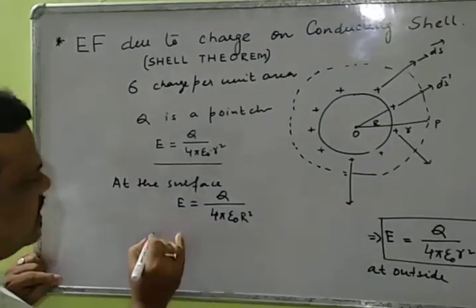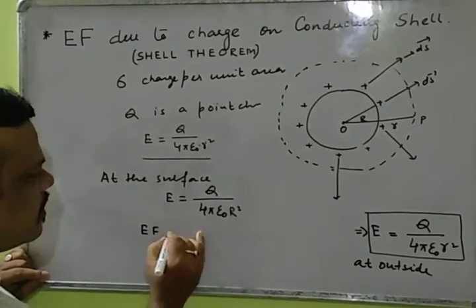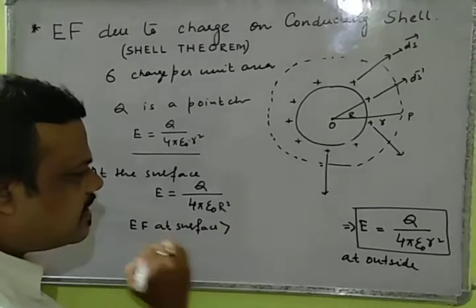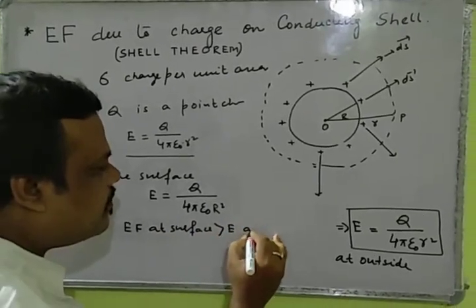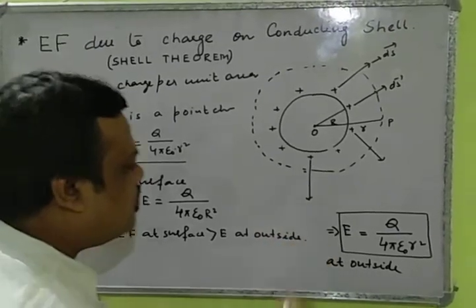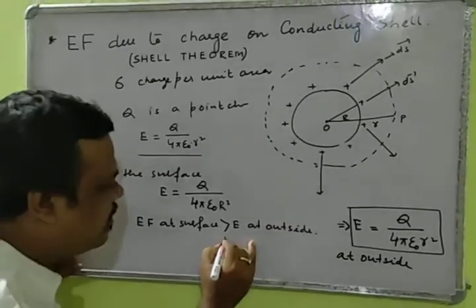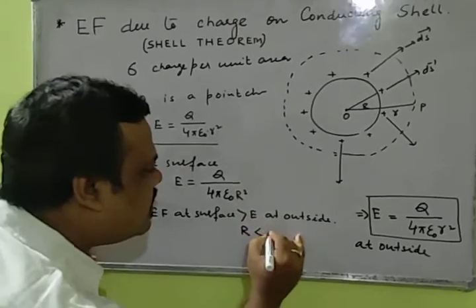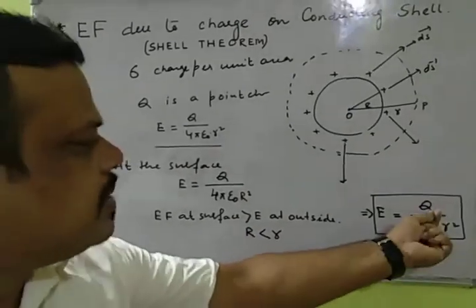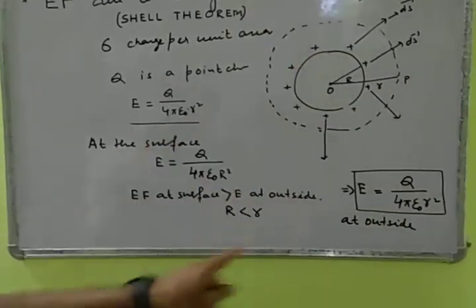So what we have seen is that the electric field at the surface is greater than the electric field outside. Why? Because capital R is smaller than small r. If the distance becomes smaller, the electric field becomes larger.